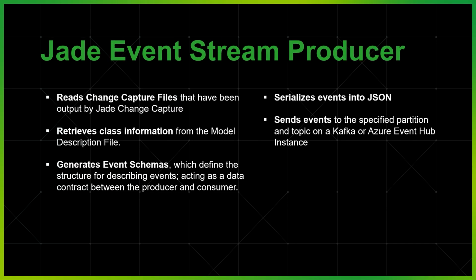Now we'll have a look at the Jade event stream producer. The event stream producer reads the binary change capture files that have been output by the Jade change capture application. It retrieves class information from the classes included in the event, which it gets from the model description file. It generates event schemas and registers them. The event schemas define the structure for describing events. They act as a data contract between the producer and the consumer. It serializes the events into a JSON format. Then, it sends the events to a specific topic on Kafka or Azure Event Hubs.